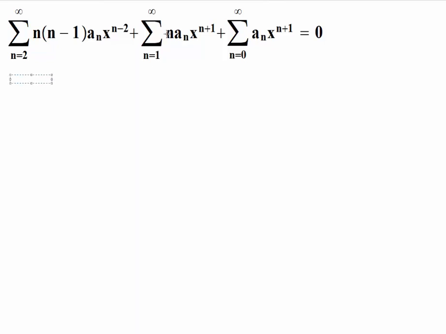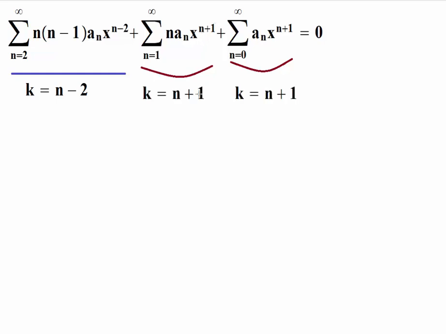For this portion, I will replace n minus 2 by k. So here we are going to replace n minus 2 by k, and for these two, this one here and then this one here, we will replace n plus 1 by k, and we'll do the same thing here.